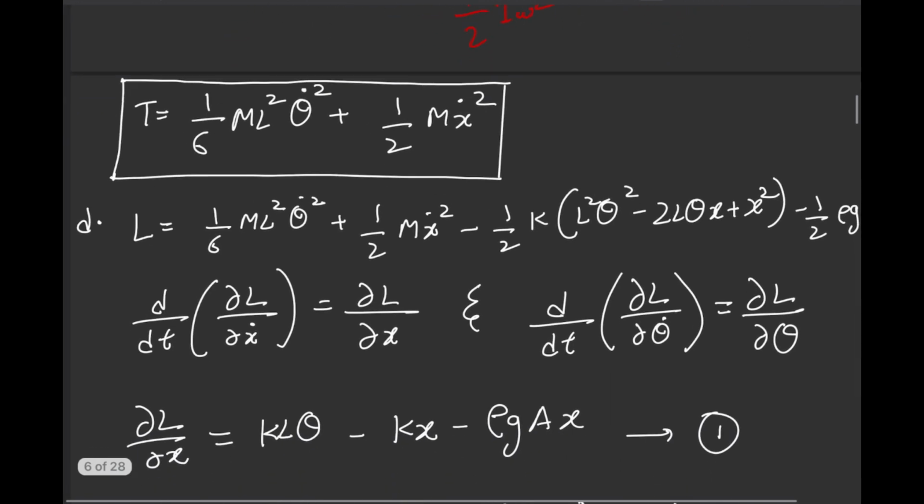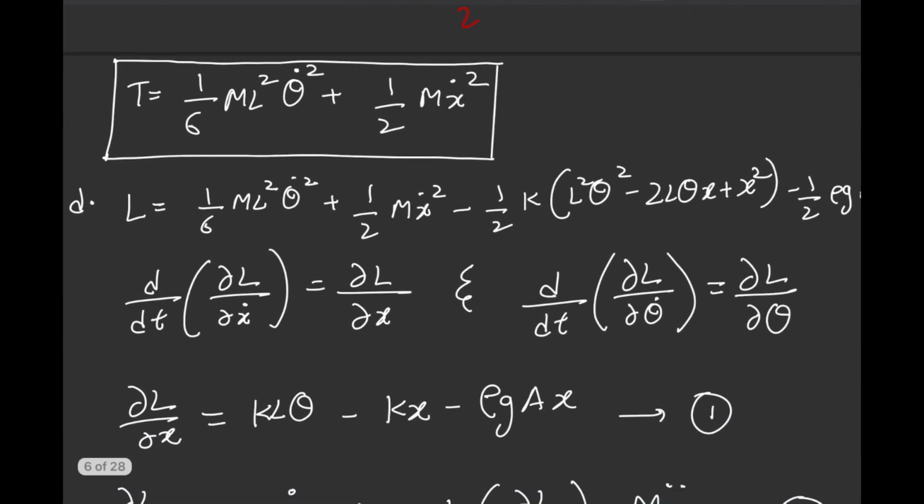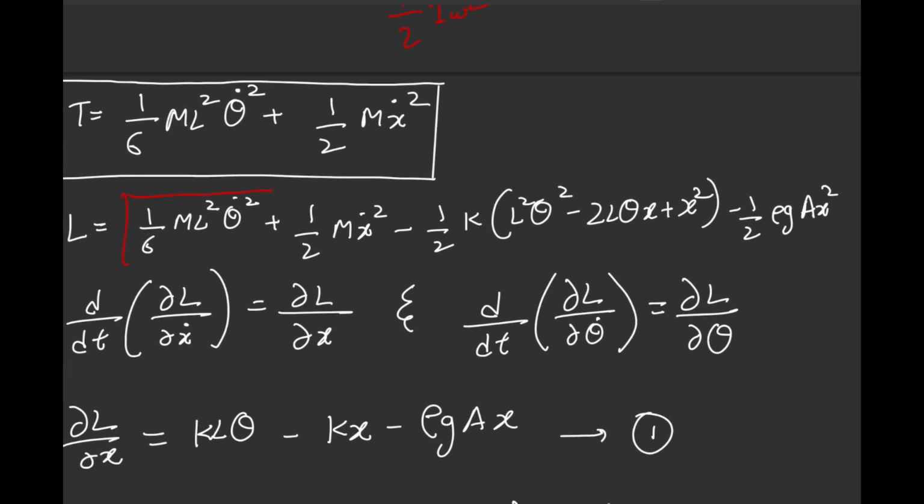Now you write the Lagrangian. You get this to be the Lagrangian: 1 by 6 m L squared theta dot squared plus half m x dot squared minus half k L squared theta squared minus 2L theta x plus x squared, minus half rho g a x squared. So parts A to C are done.